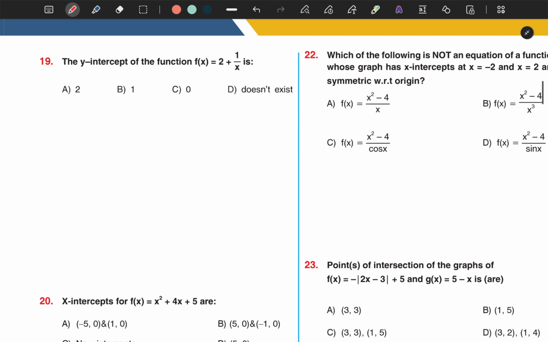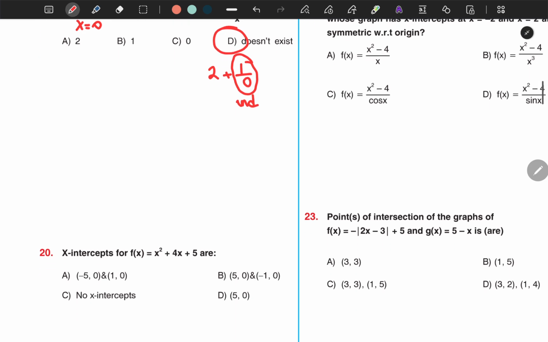Y-intercept of the function. For the y-intercept, x must be 0. When I replace here, 2 plus 1 over 0. Guys, do you remember that? What is the meaning of this one? It is undefined, isn't it? If I have undefined, it means that the y-intercept does not exist.